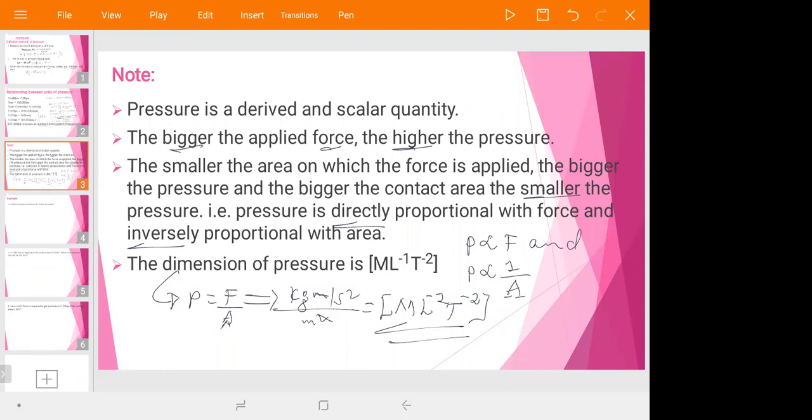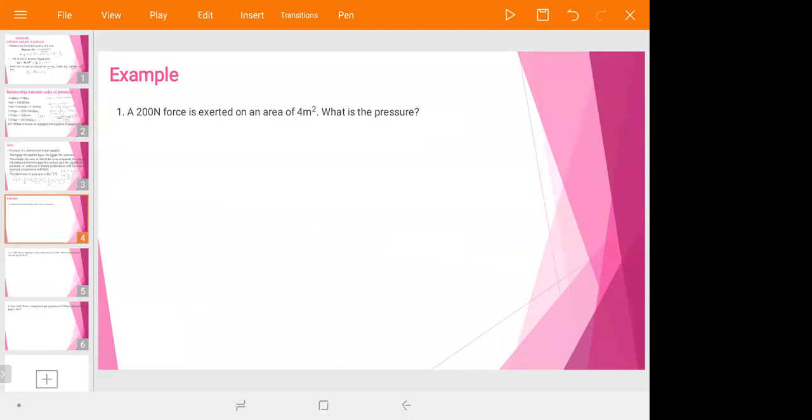Yes. Okay, thank you. Let us proceed to examples. Example one. I think it is clear for you. A 200 Newton force is exerted on an area of 4 meters square. What is the pressure? Try this one. I think this one is very easy for you. Try it.